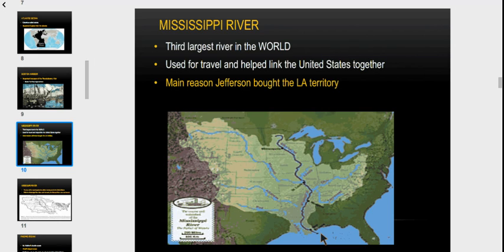One common misconception I want to address is that the Mississippi River wasn't really used for exploration to the west. If you look at the Mississippi River, it runs north and south. It's great for getting products out, but it's not great for exploration east or west.